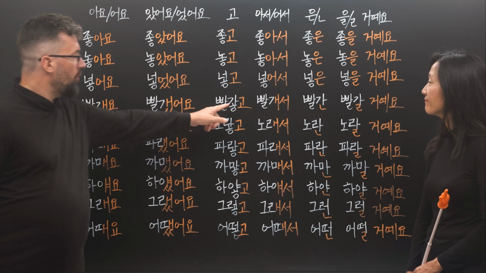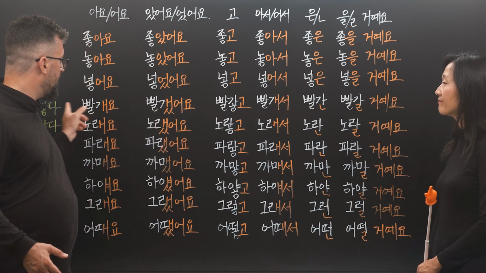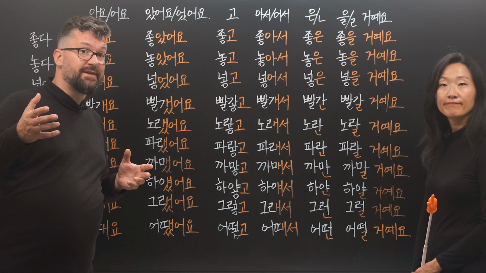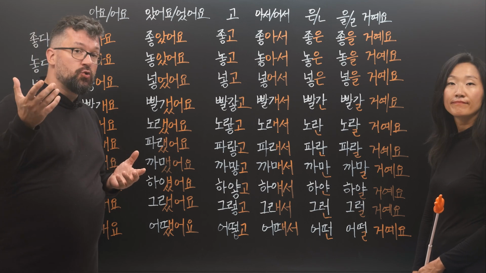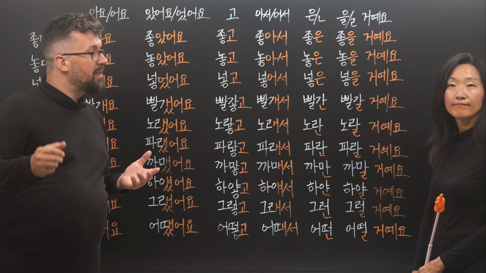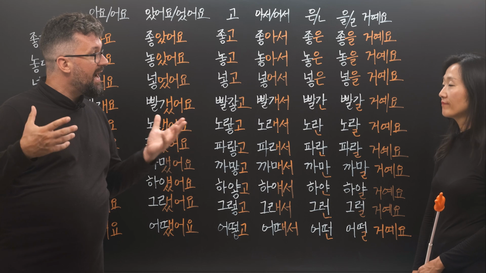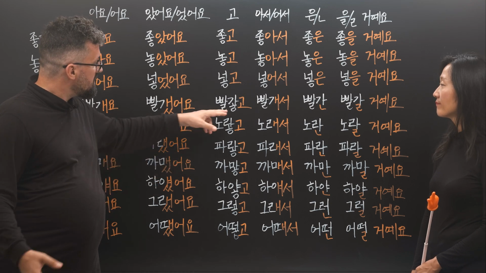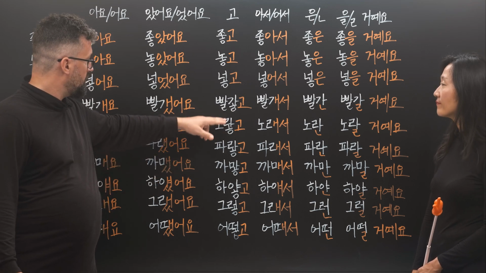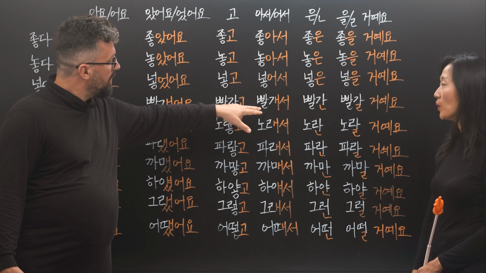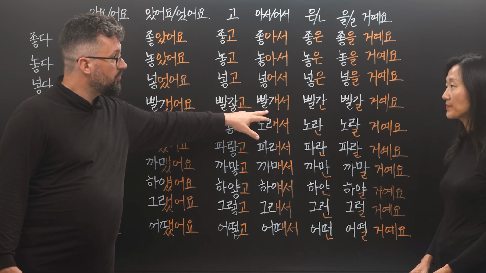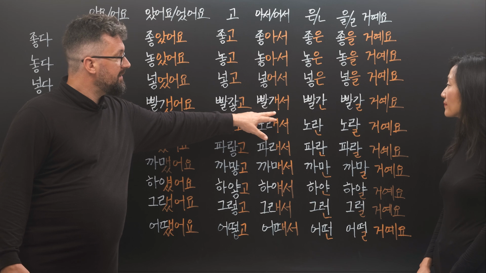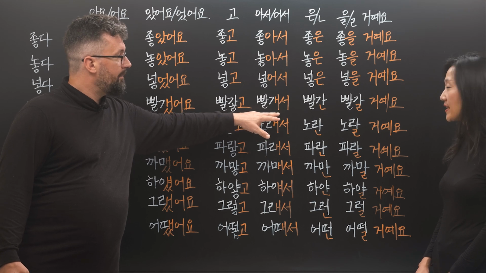And then 빨갛고, because the rule for irregular verbs and adjectives ending in Batchim ㅎ only applies to Batchim ㅎ meeting the vowels 아 or 어. So this is regular conjugation. 빨갛고. And then here the rule applies again. ㅎ is removed and ㅣ is added. 빨개서.